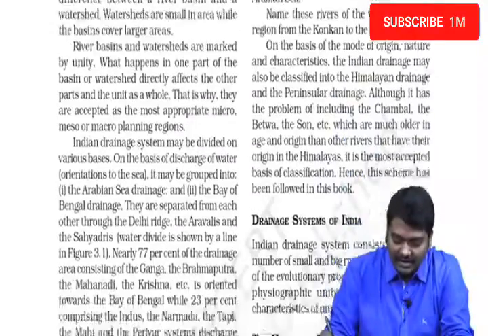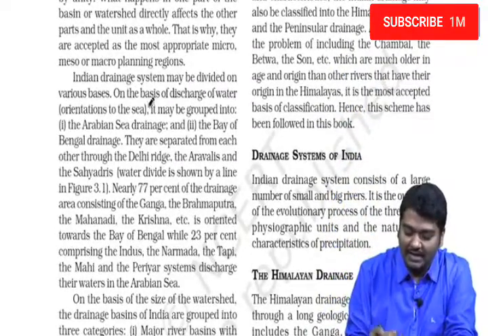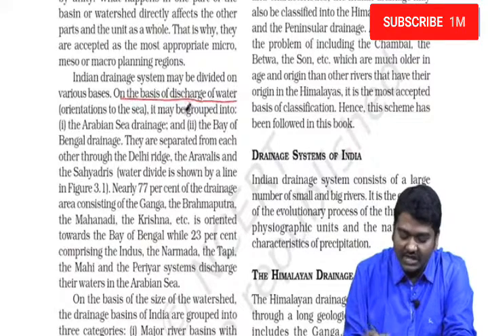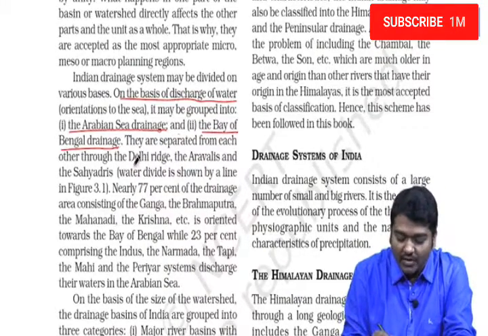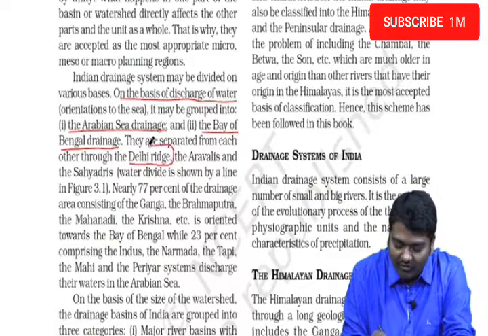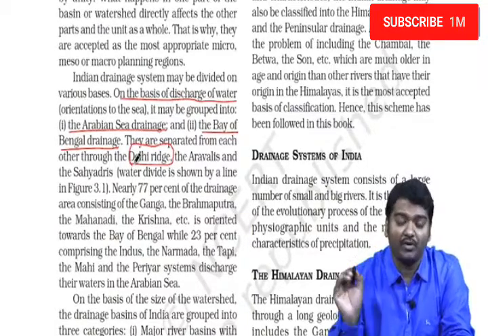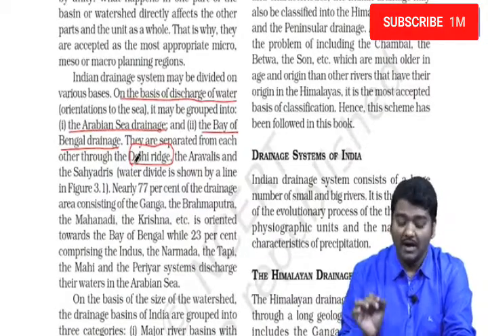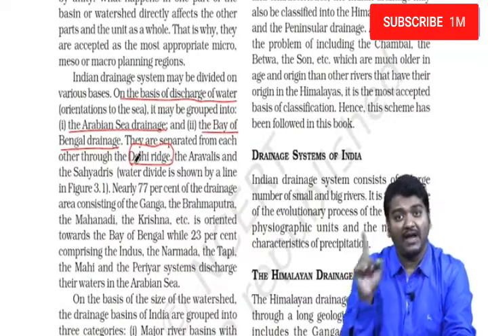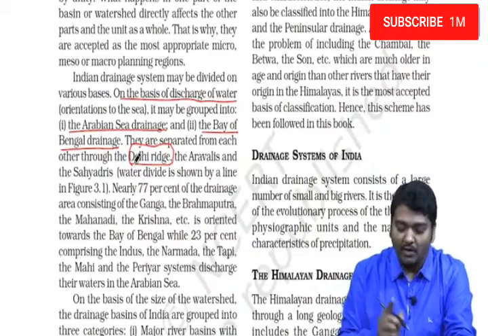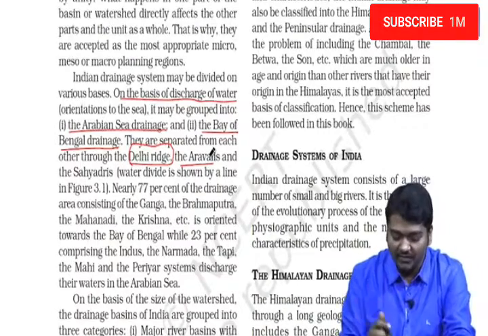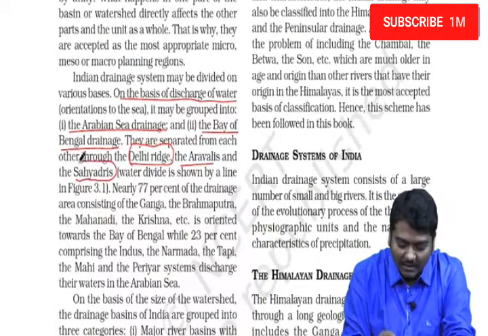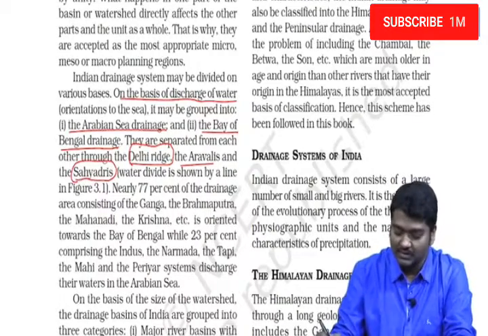So let's quickly get into how exactly they are divided. On the basis of discharge, they may be divided into Arabian Sea drainage and the Bay of Bengal drainage, or western and eastern. They are usually separated through Delhi Ridge. Very, very important, guys. You have to remember this at any cost. Delhi Ridge separates Indus and Ganga as well. It also separates west and east. Aravallis also separates west flowing and east flowing, and you have Sahyadris, Maharashtra, which also separates this.